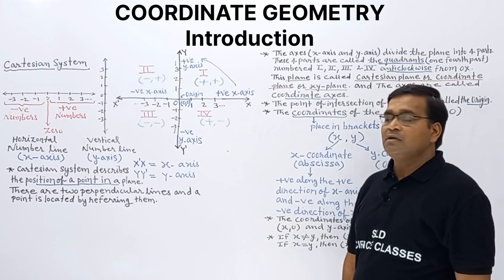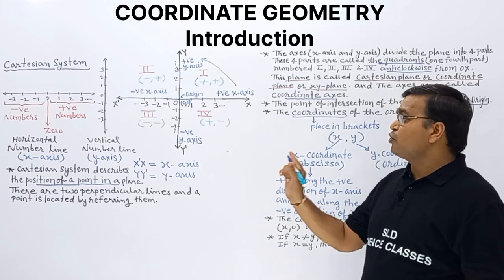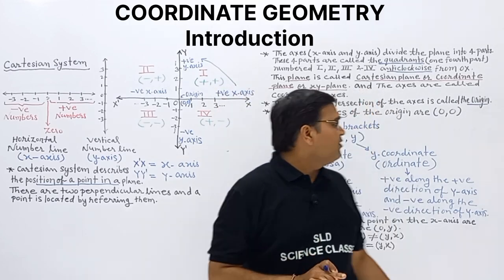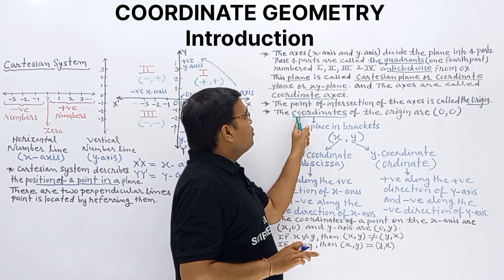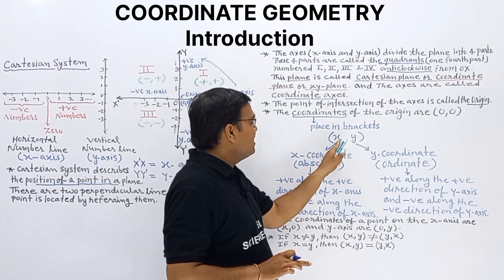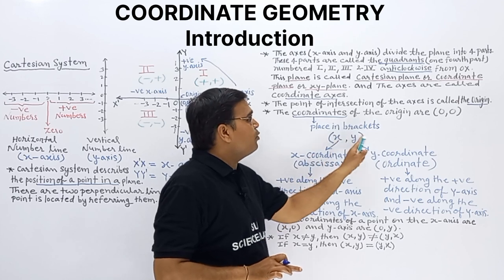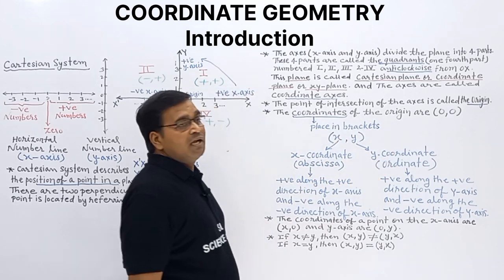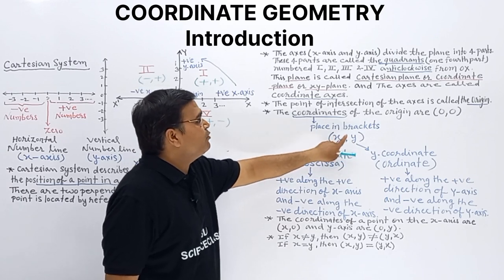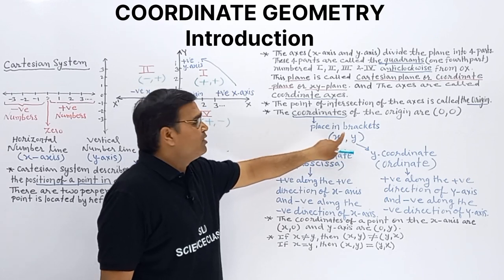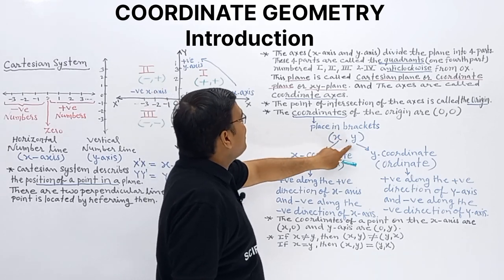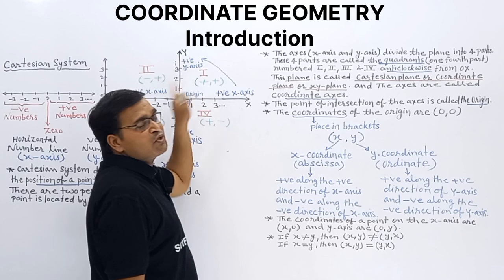What will we do? We want to write the position of a point in a plane. So we will write the coordinates in brackets as x comma y. X is the x coordinate, and y is the y coordinate. When x is positive and y is also positive, the point (x, y) is in the first quadrant.